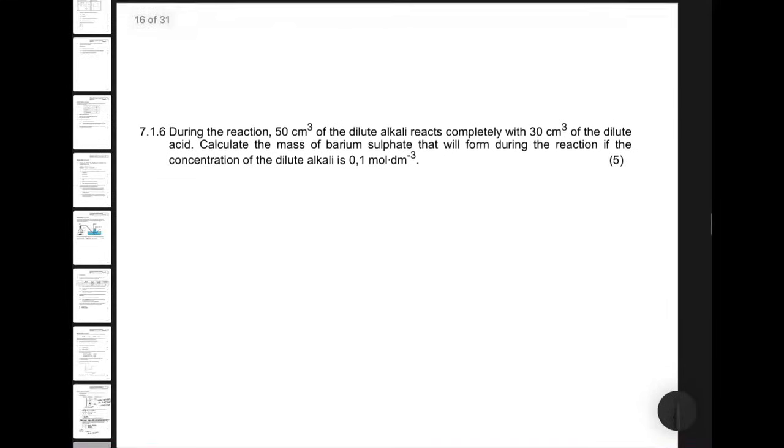And then now we can do 7.1.6. 7.1.6 says that during the reaction, 50 cm³ of the dilute alkali reacts completely with 30 cm³ of the dilute acid. So the dilute alkali is reacting completely. That tells us that the dilute alkali is our limiting reactant, right? And then the question goes on to say, calculate the mass of barium sulfate that will form during the reaction if the concentration of the dilute alkali is 0.1 mole per dm³.